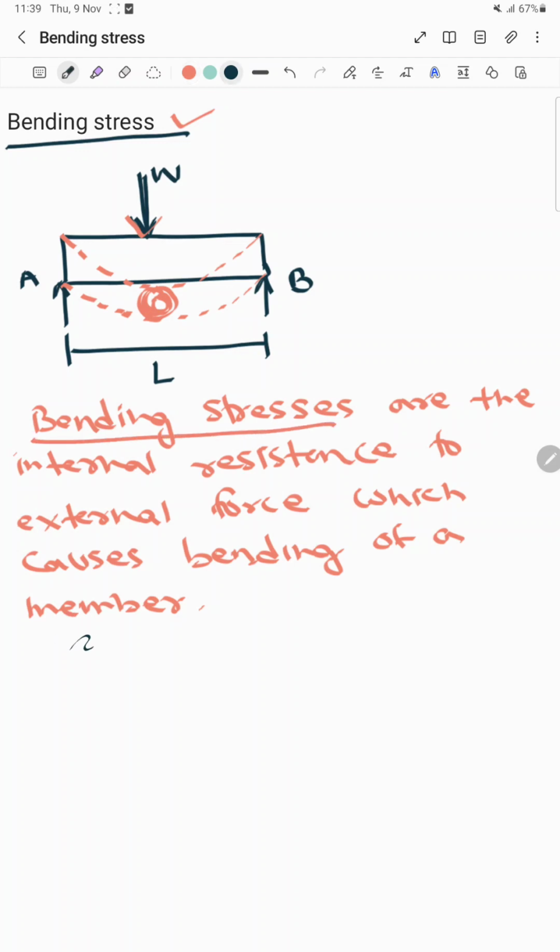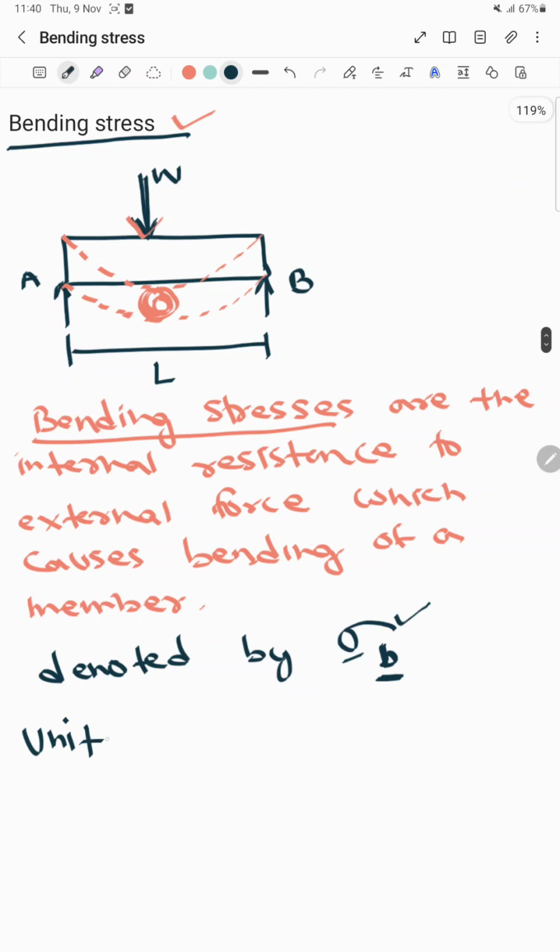Now this bending stress is denoted by sigma B. Here we know that sigma is nothing but the stress and this suffix B is the bending, and the unit of the bending stress is Newton per mm square, or it can be kilonewton per meter square.